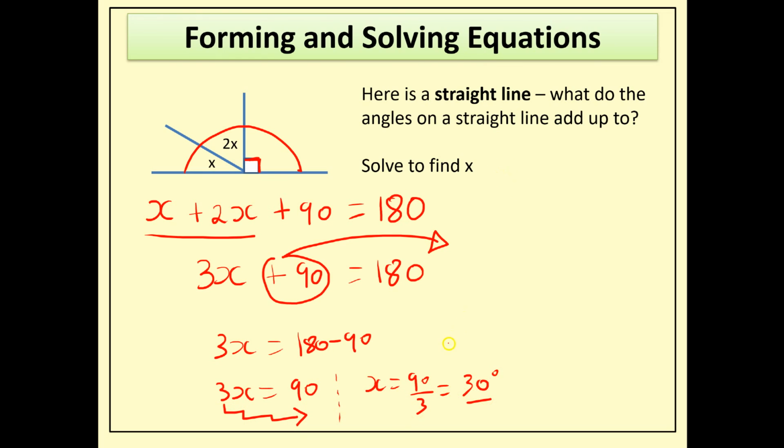So that is what x is, but I can also substitute this back in. x equals 30 degrees, so that means 2x is 2 times 30, which is 60 degrees, and the final angle is 90.